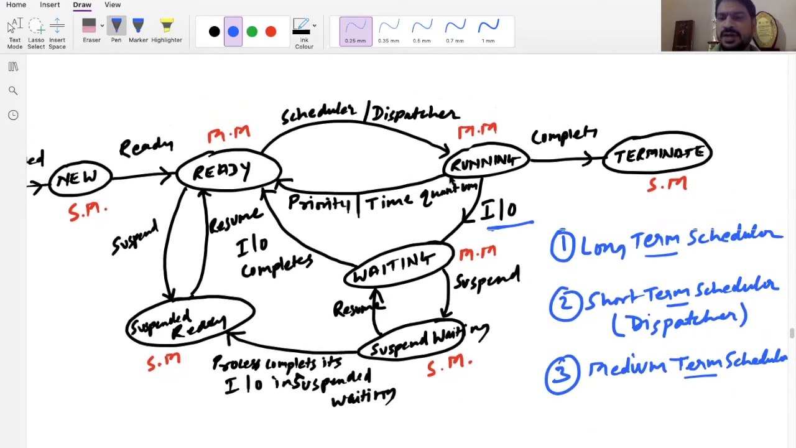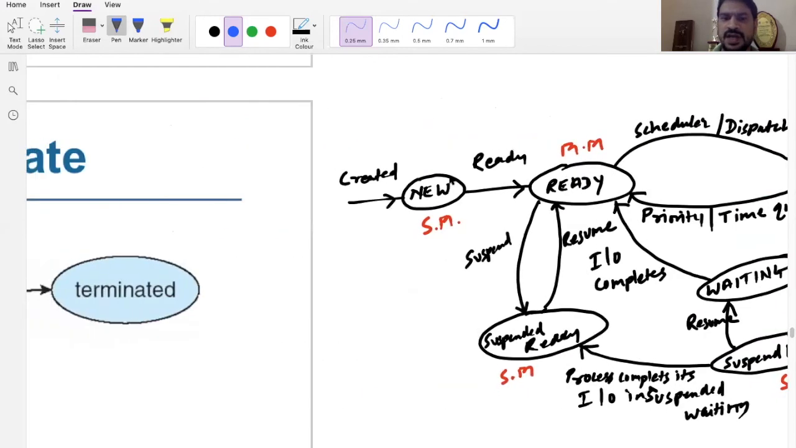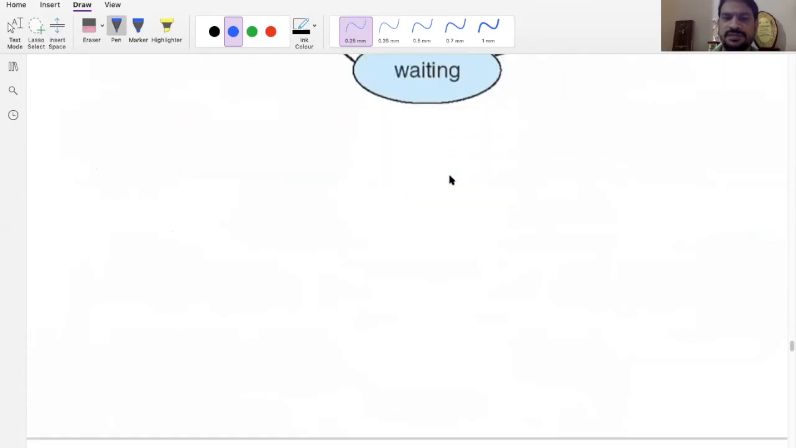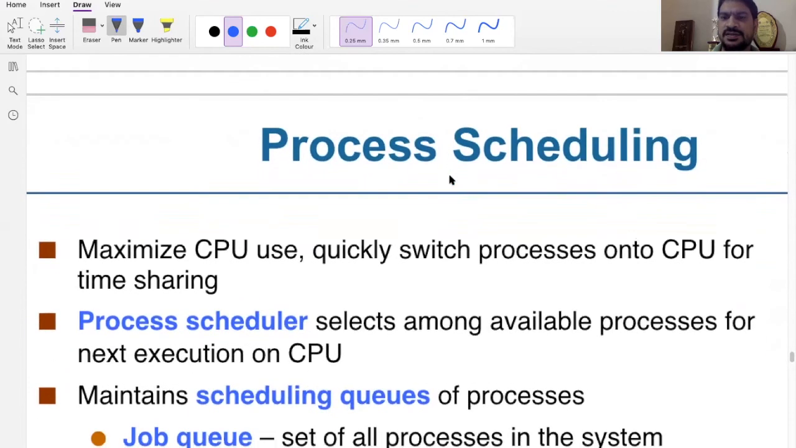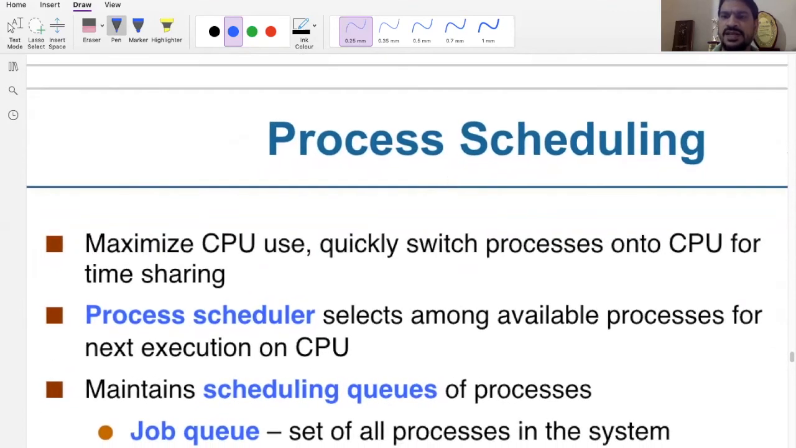I think this particular concept is clear to all of you. This is very important and generally comes in your examination. So different states are there for the process, so that we can see which particular state a process is in. A process could be in any of these states, and the scheduling will be done like long-term, short-term, medium-term scheduling. So the process scheduling will be done.